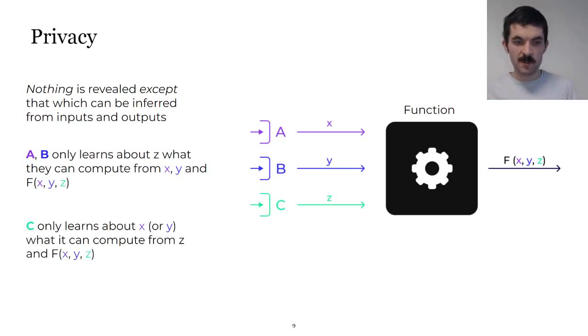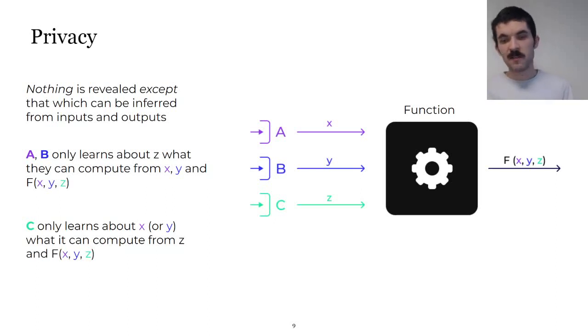A similar thing, of course, applies to C. It will only be able to learn about the inputs of A or B, or both, what it can infer by taking its own value. It knows this function was the one that was computed, it knows it gave this output, and then it tries to see what it can infer from this.